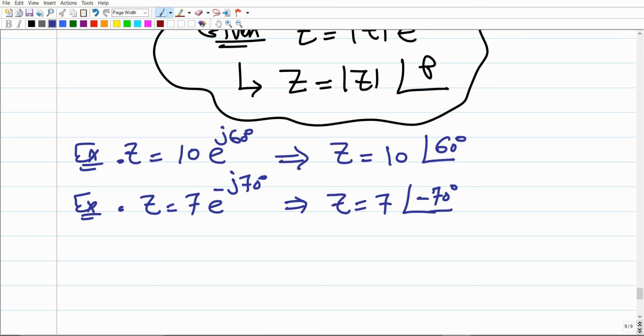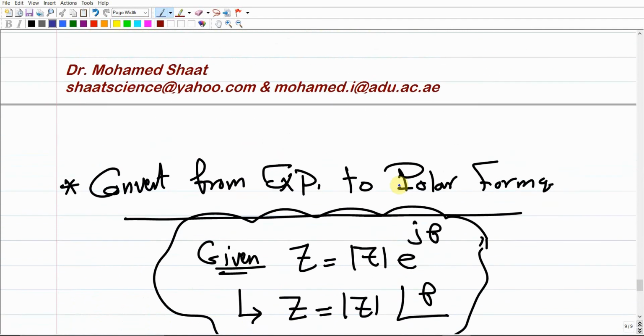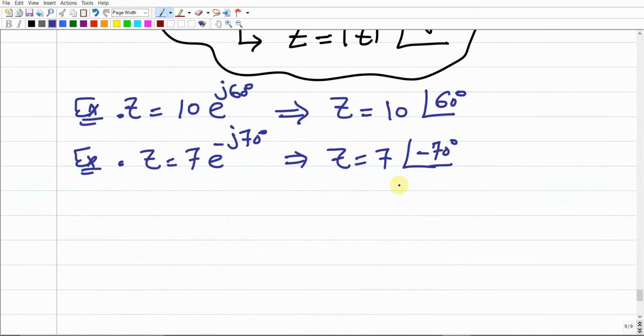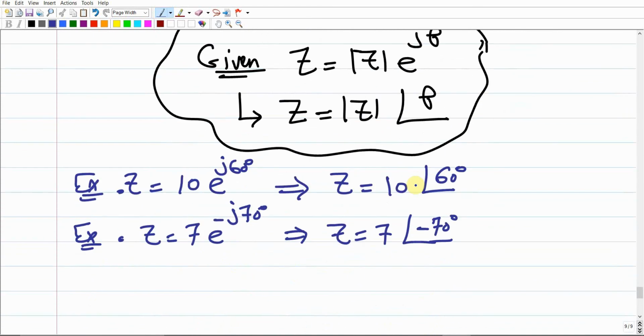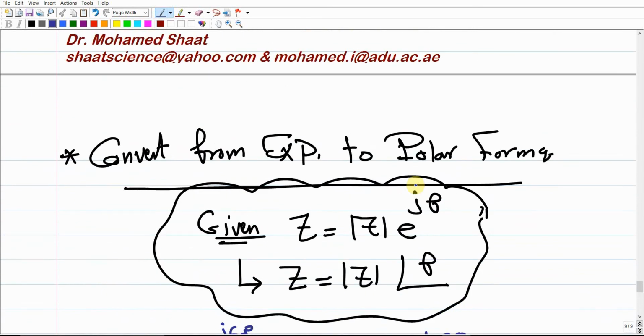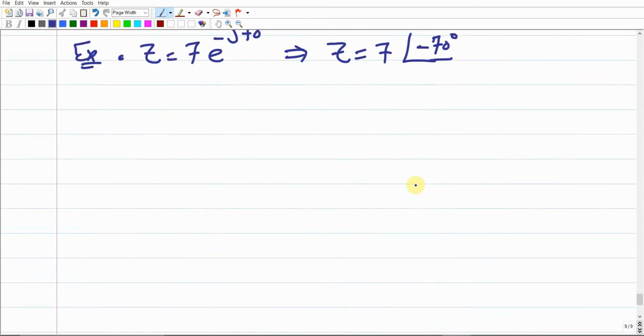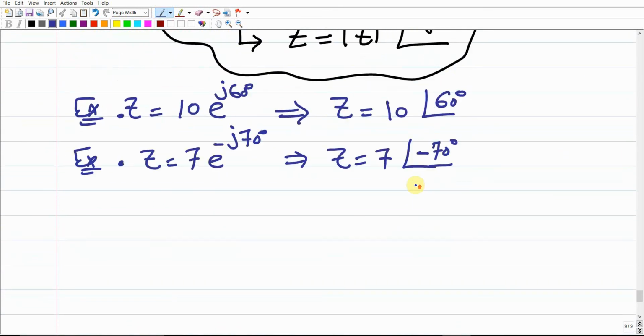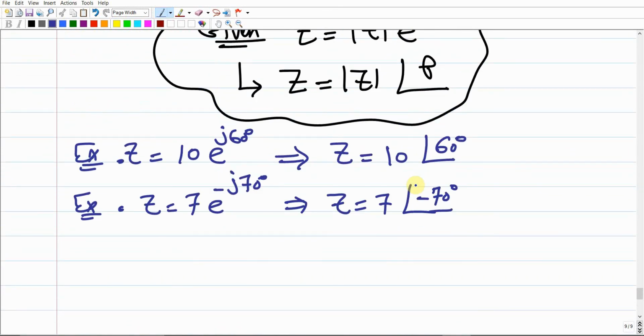Now let us learn some operations, how we can do operations over complex numbers, because we're going to need this for the phasor analysis method that we're going to use through this chapter. So let us start with some operations. Now let us discuss the operations on complex numbers.